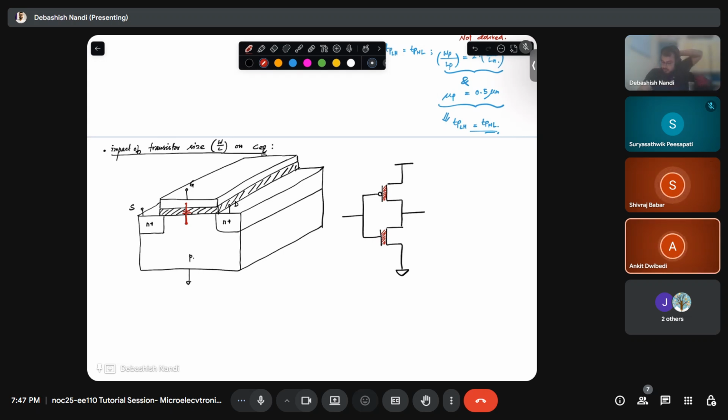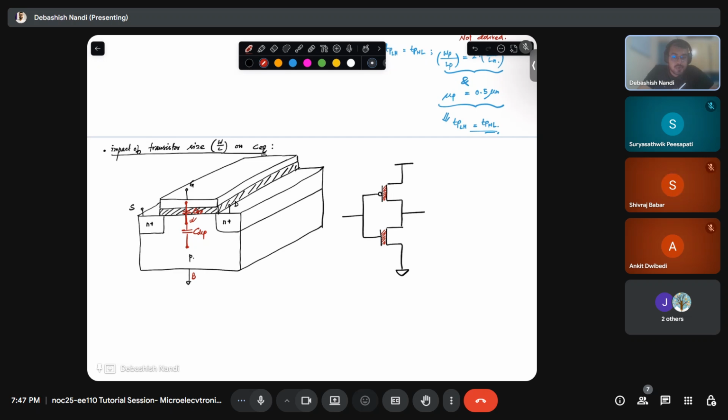There will be some parasitic capacitances. There will be a gate to source capacitance, a gate to drain capacitance, and a gate to bulk capacitance. Gate to bulk is this capacitance only, right? There will be a depletion capacitance. So this is C depletion and this is C ox. This is the gate to bulk capacitance, right? This is the body terminal.